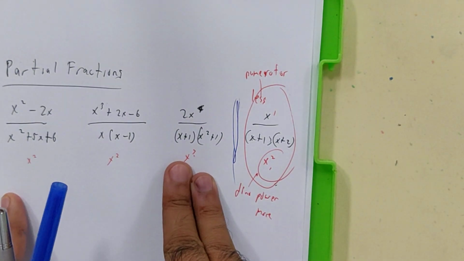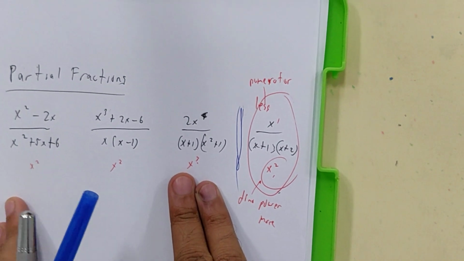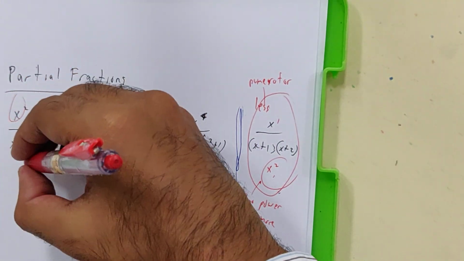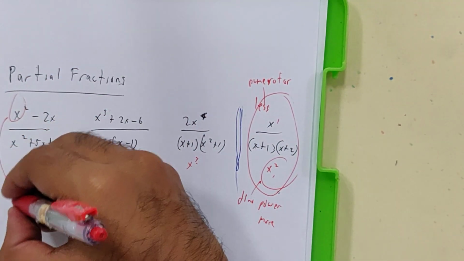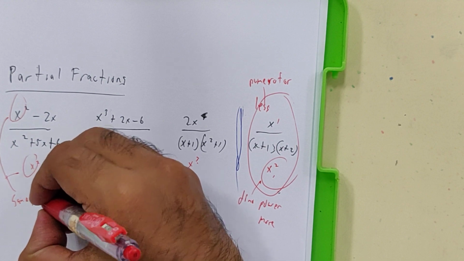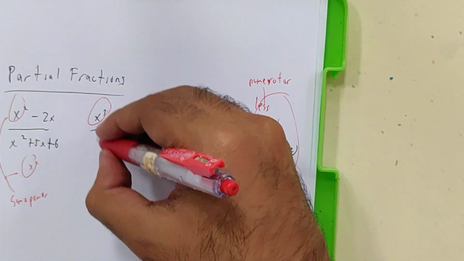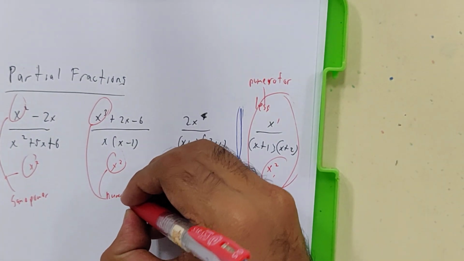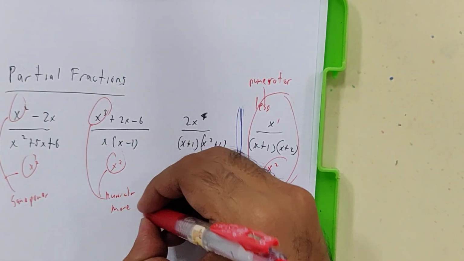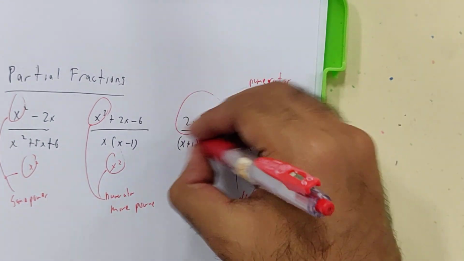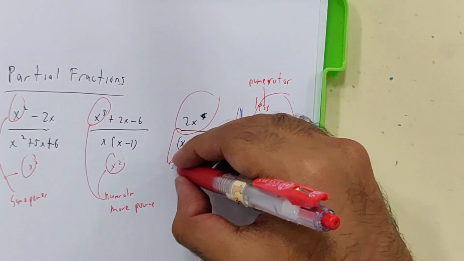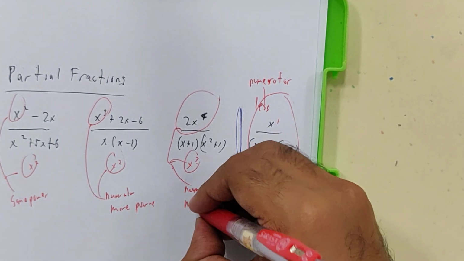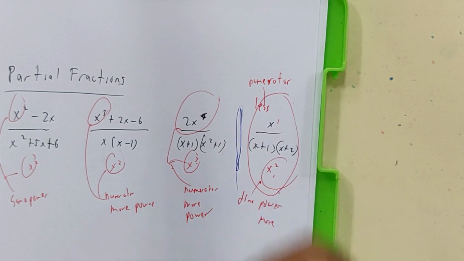But what about these other 3? This one is power 2, this one power 2, the same power. This one, the numerator has more power. What about this one? The numerator has more power.